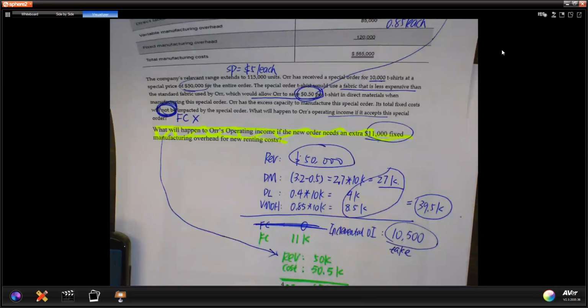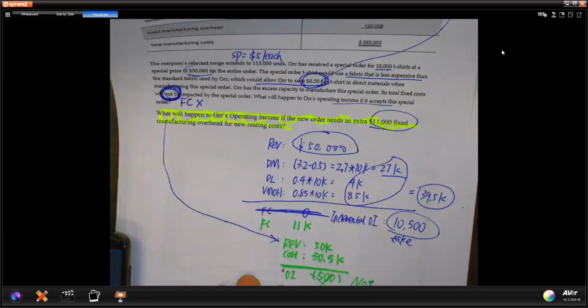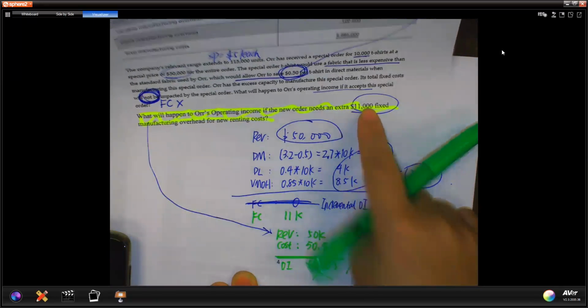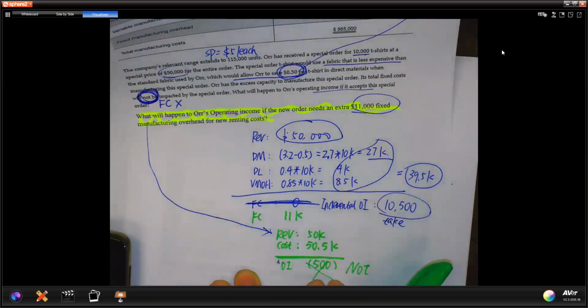Okay, I hope that helps you a little bit with this special order situation. We didn't talk about this one in class, but I hope you can understand this situation if we also have incremental fixed cost. As you can see, there is no formula you can memorize. You have to read the question to get the right answer. Okay, so I stop here and then we talk about other situations in other videos.